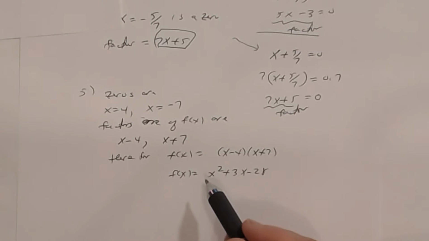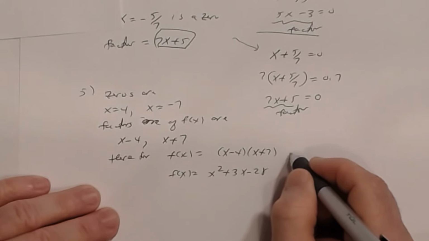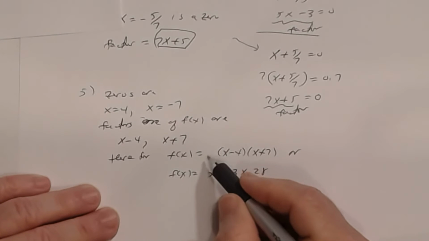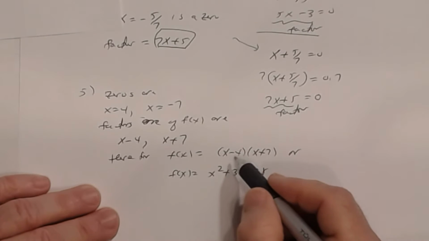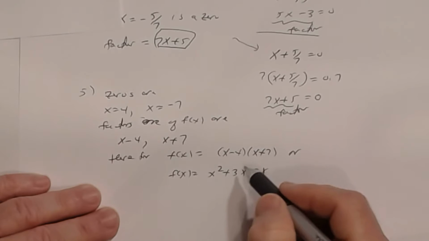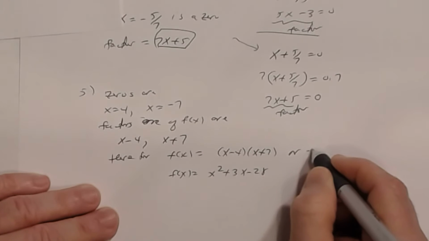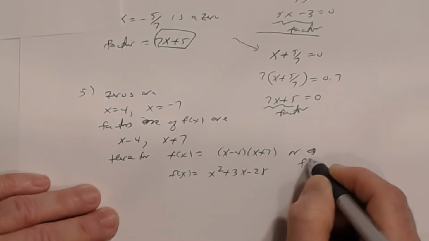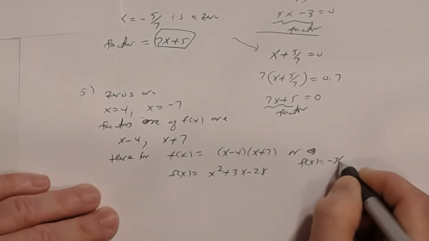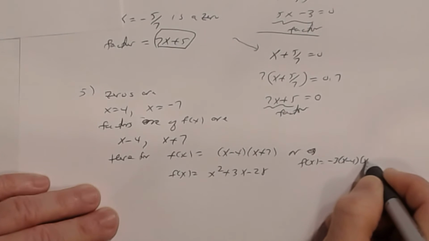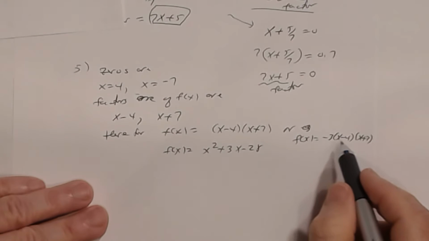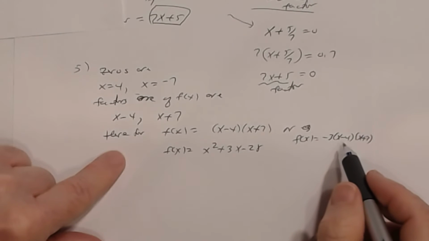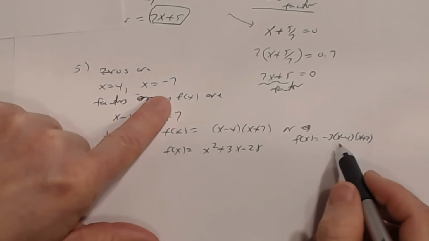Now, I said there's an infinite number, right? So someone else could have said, well, I'm going to just put a number in front of this. And you could have, because the zeros are still going to be those two. So in other words, you could have said -3. Oops, sorry, let me write it this way. f of x equal -3 times x minus 4 times x plus 7, right? So those zeros are still 4 and -7.